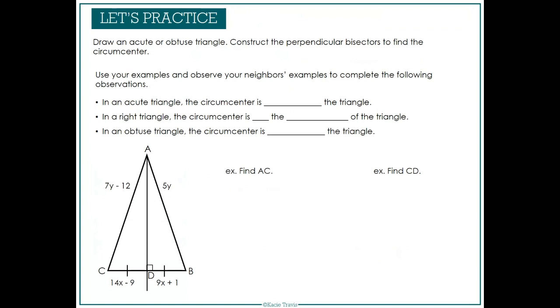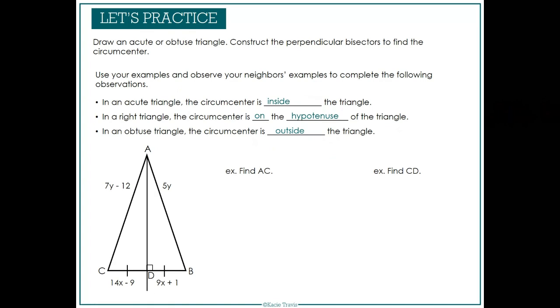If you were looking at an acute triangle, the circumcenter is inside of the triangle. If you're looking at a right triangle, the circumcenter is on the hypotenuse of the triangle, aka the side that is across from the right angle. Now, if you drew an obtuse triangle, that circumcenter will be outside. So, depending on which triangle you draw, you will have a different location for where that point is.